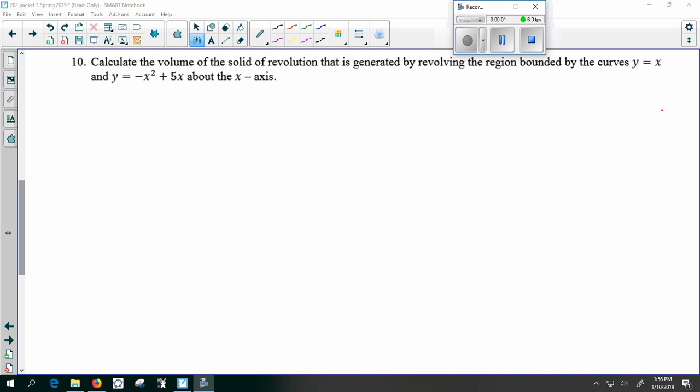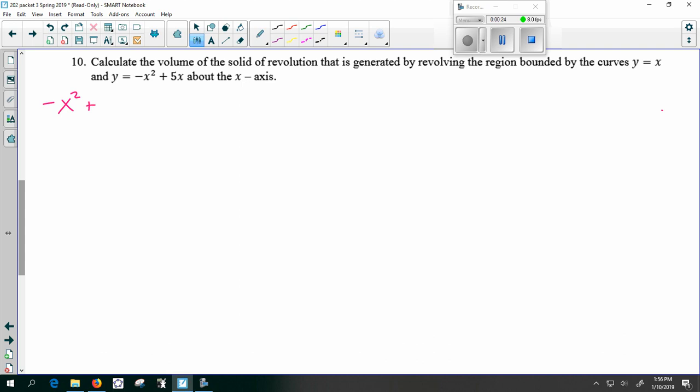Calculate the volume of the solid of revolution that is generated by revolving the region bounded by the curves y equals x and y equals negative x squared plus 5x about the x-axis. So I need to find that region that I'm revolving, and it will be helpful to know where those two curves intersect when I'm drawing them.